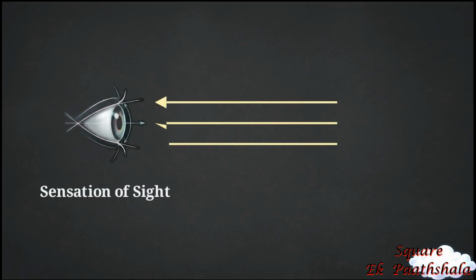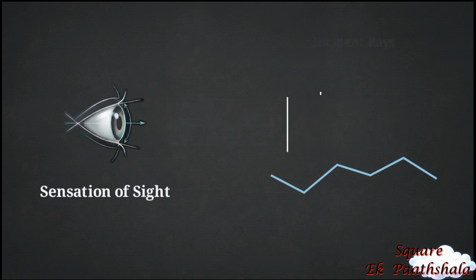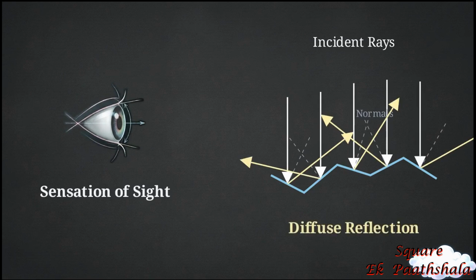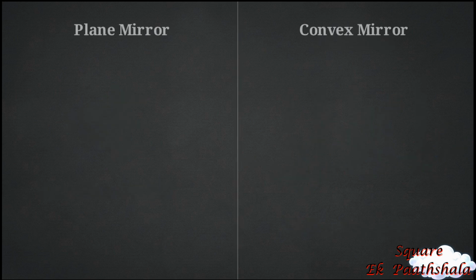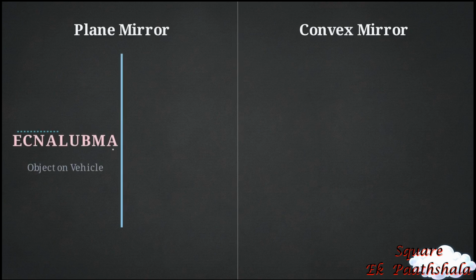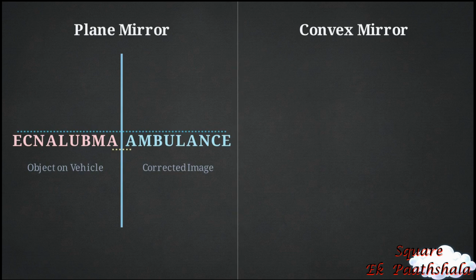Light is the exact form of energy that triggers the sensation of sight in our eyes. But depending on the surface it hits, light can play tricks on us. This split-screen diagram illustrates two very different real-world reflections. On the left, a flat mirror perfectly reverses the word "ambulance" from left to right.